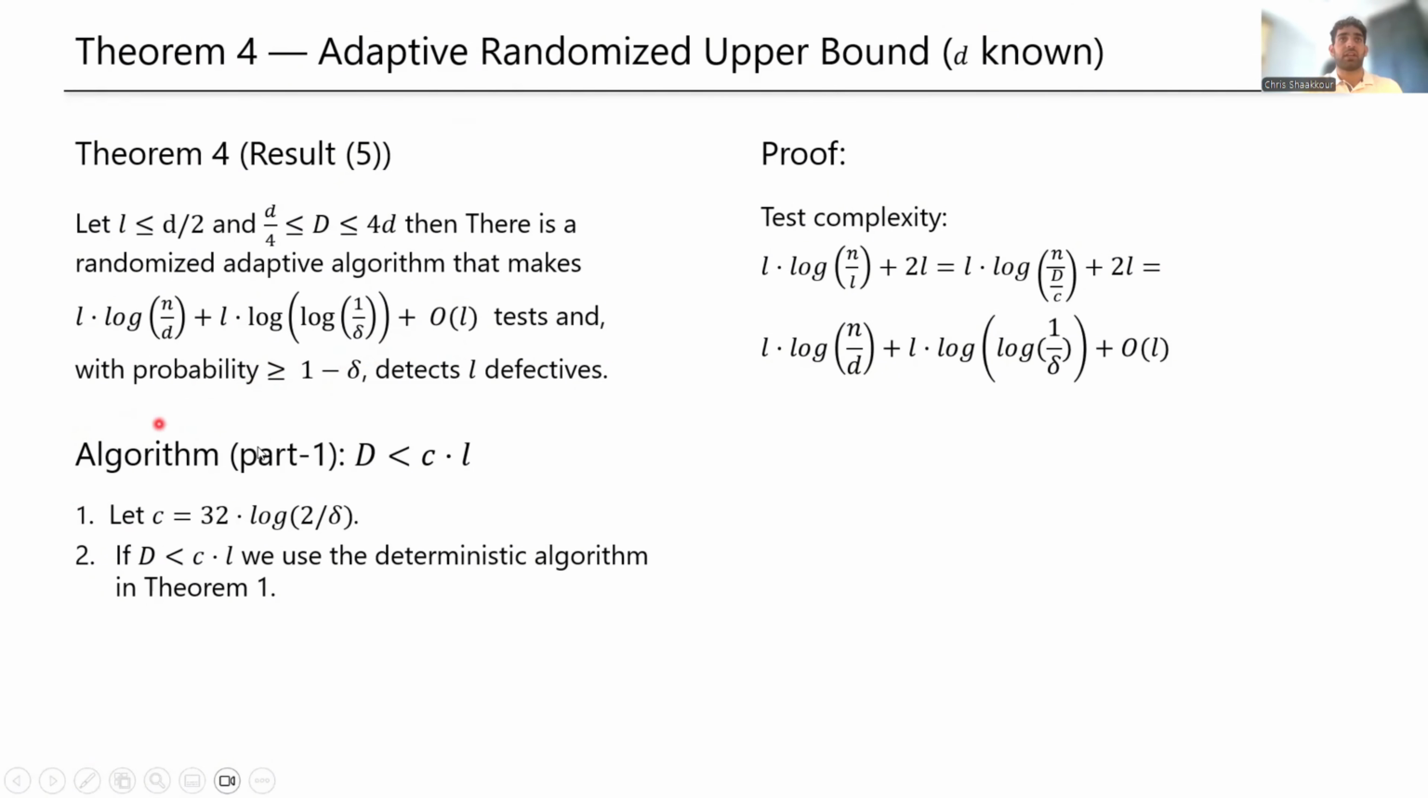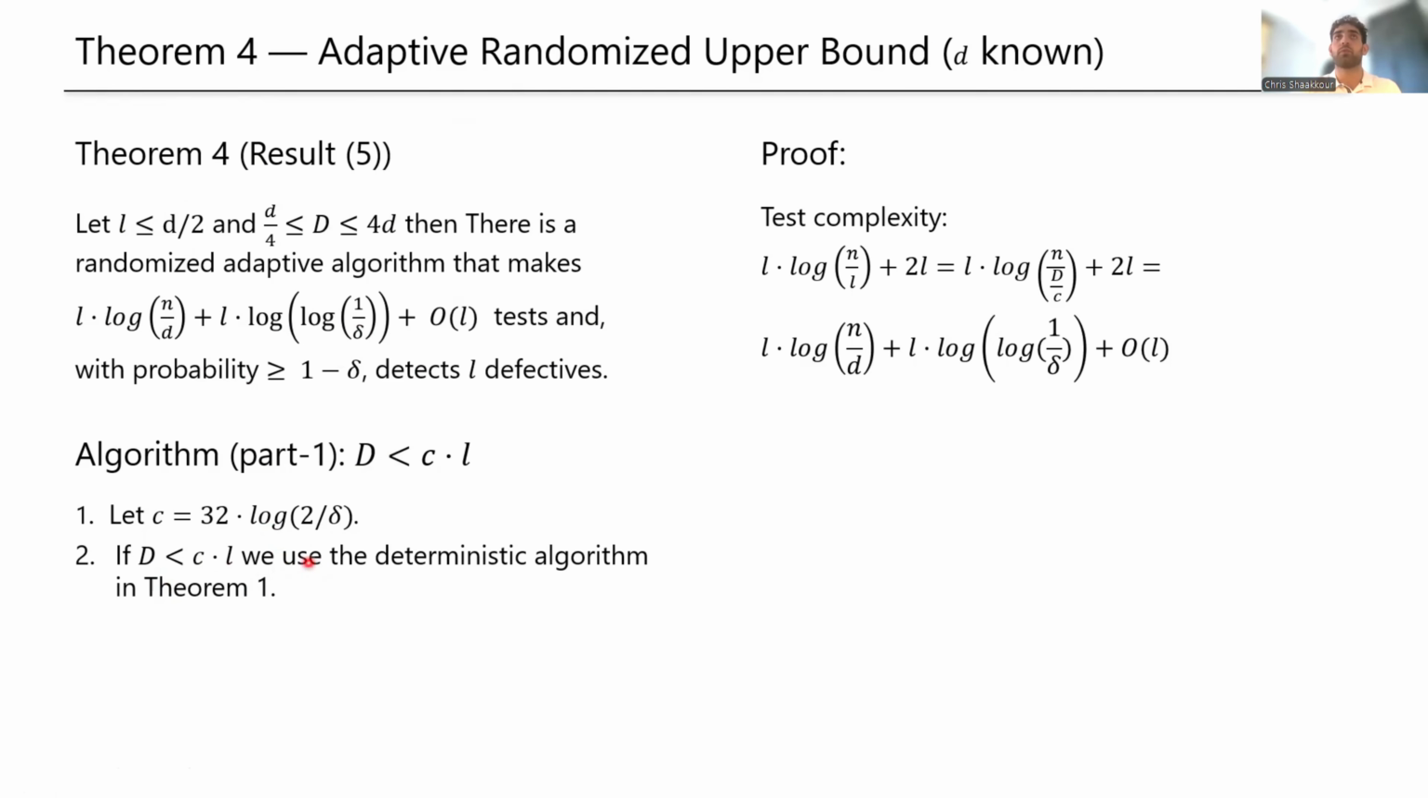So first of all, we're going to take the case where D is smaller than C times L, where C is defined as 32 times log 2 divided by delta. Delta is any rational number. So here we can say that if D is smaller than C times L, we can use the deterministic algorithm in theorem 1 because there is no probability in this case. If D is smaller than C times L, there are no probabilistic results. We are always going to get L defective items.